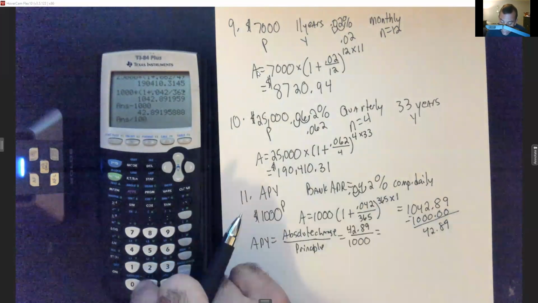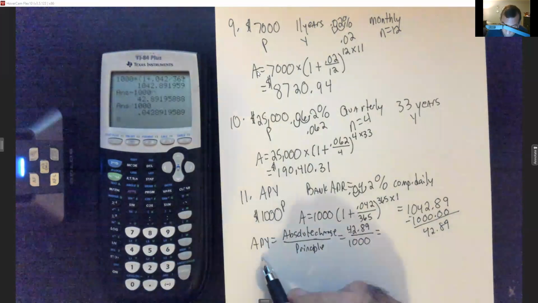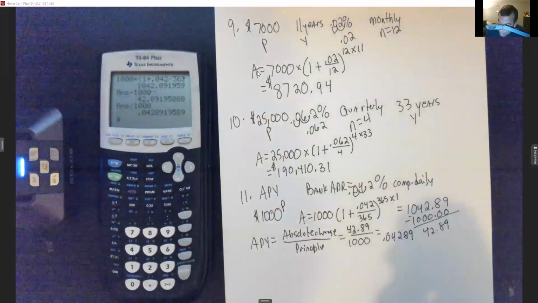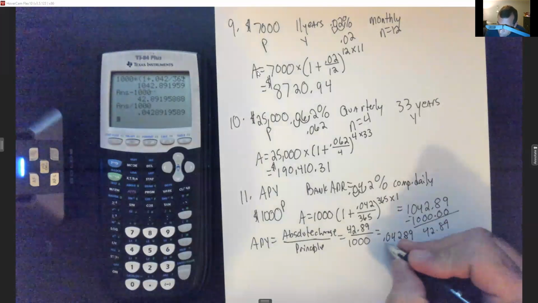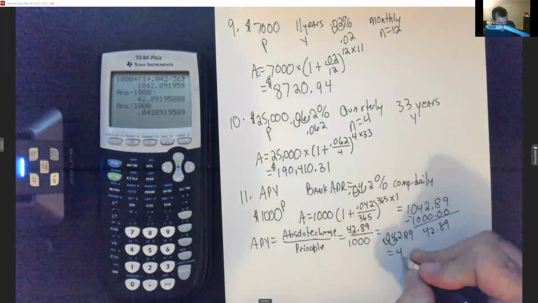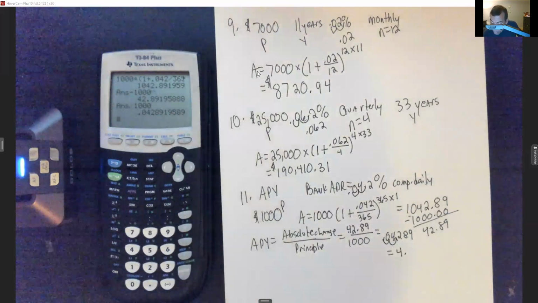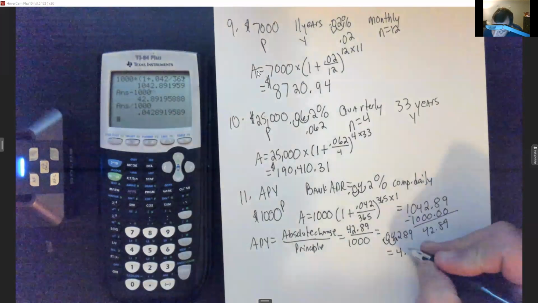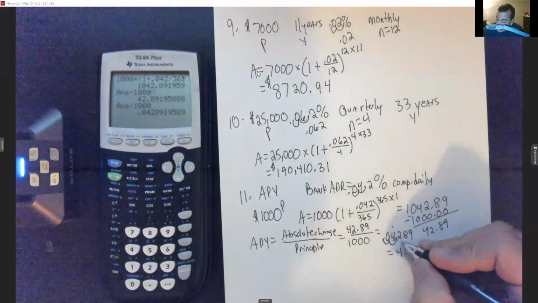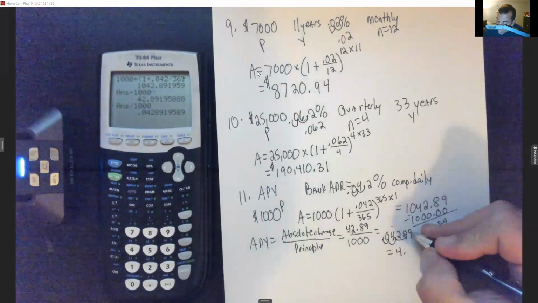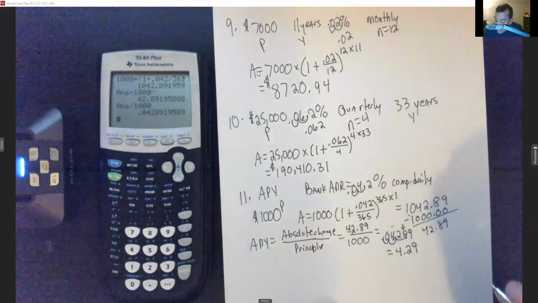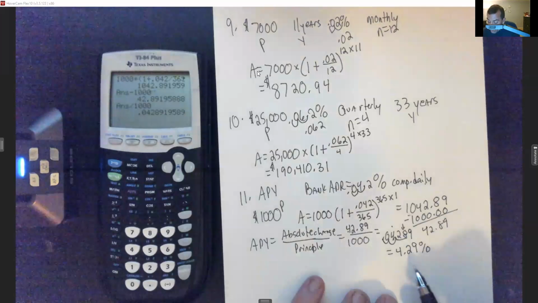And the actual percentage yield is 0.04289. But remember, I got to move this twice. 1, 2. So that actually gives me a 4 point. Now let me see how they rounded this. 2 units. So 2 units would be, there's my, after my decimal, so I need to go these 2 units. So since that 8 has a 9 after it, I'm going to turn the 8 into a 9. So my actual annual percentage yield is 4.29.